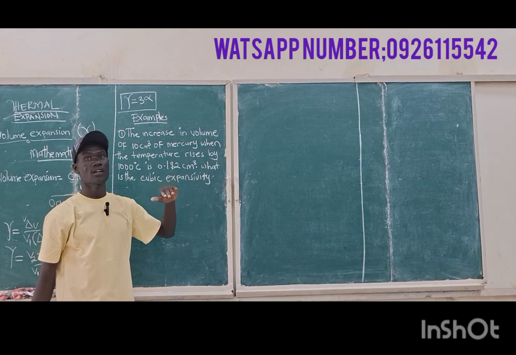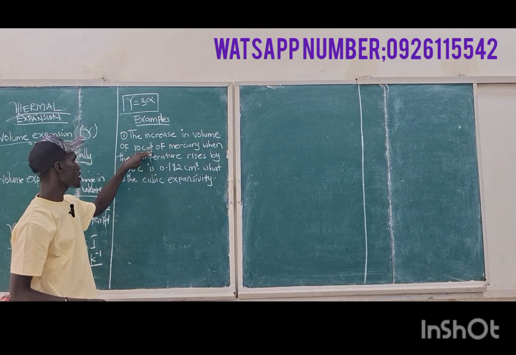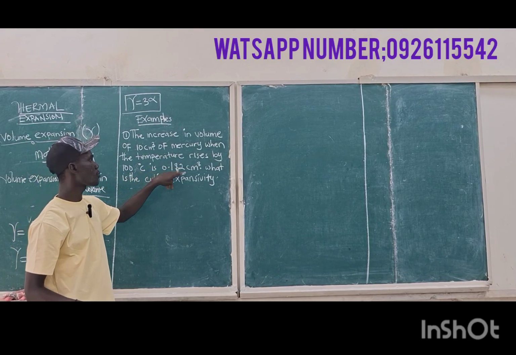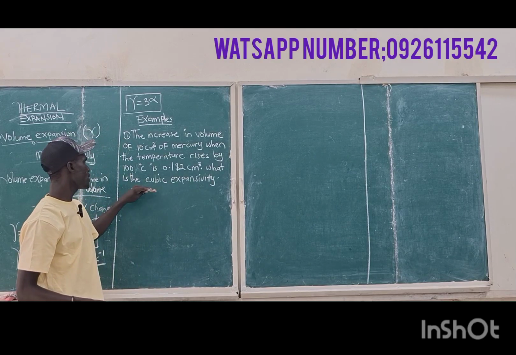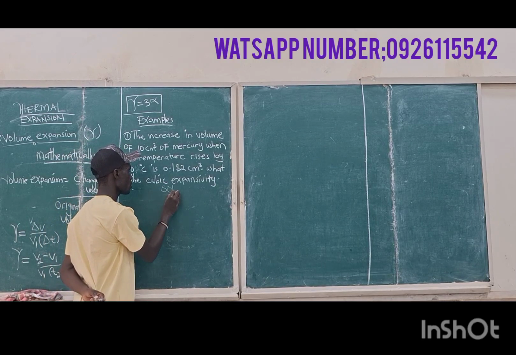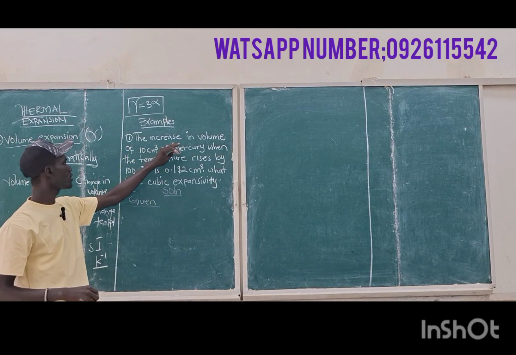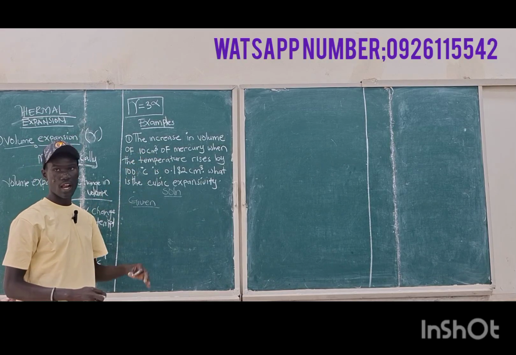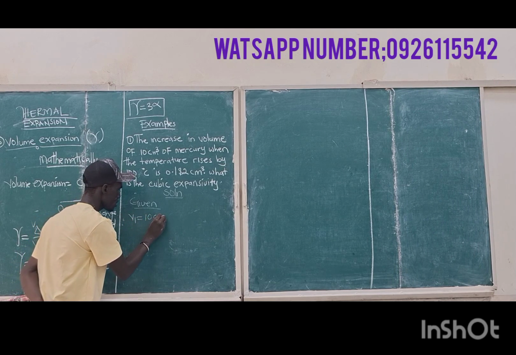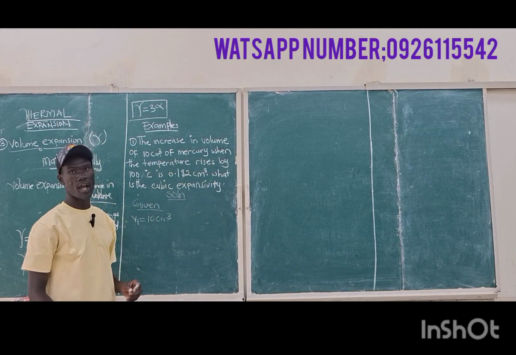This is an example under volume expansion. It says that the increase in volume of 10 centimeters cube of mercury, when the temperature rises by 100 degrees Celsius, is 0.182 centimeters cube. What is the cubic expansivity? Here we are going to write the solution and give down the given parameters. It says the increase in volume of 10, that means this is our initial volume. Say V1 is equal to 10 centimeters cube of mercury, when the temperature rises by 100 degrees Celsius.